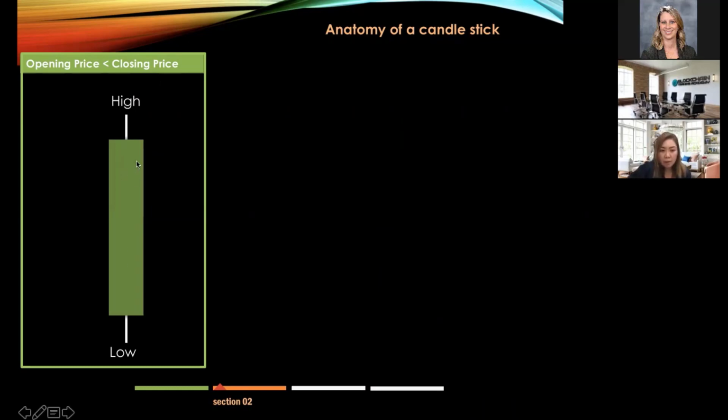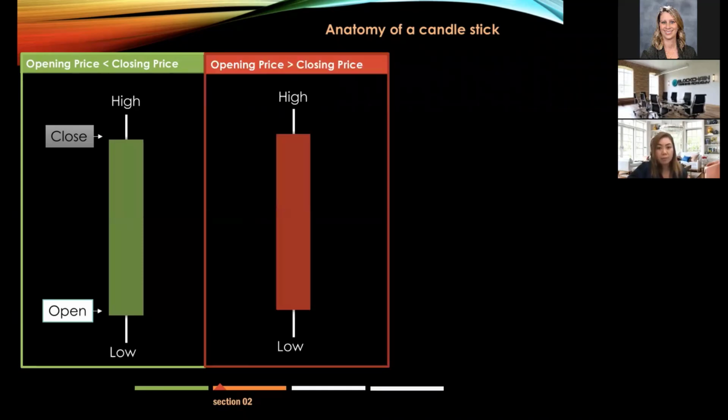This is the body, and then there are these two wicks. And there's the highest price of the day and the lowest price of the day. Here is when the price opened, and here is when the price closed. This scenario is when the opening price is less than the closing price. You get a green candle. On the contrary, if you open at a higher price and you end at a lower price, you get a red candle.